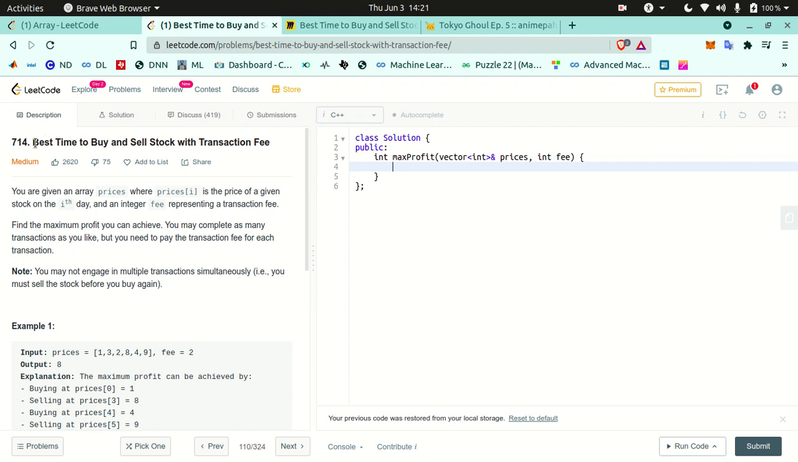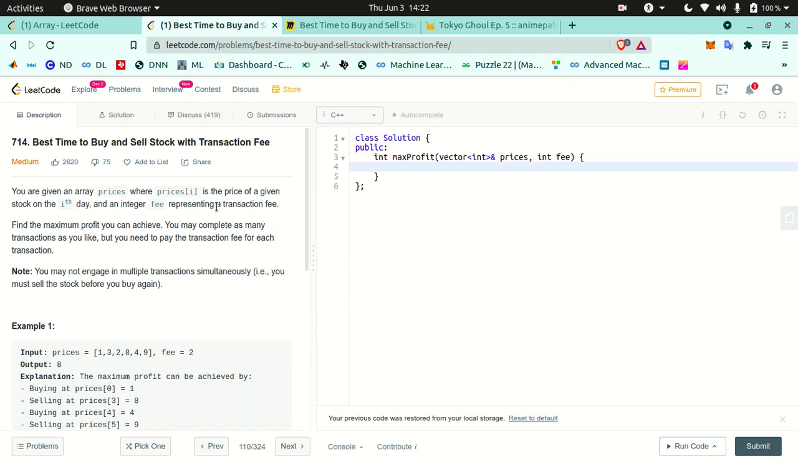So this problem title is best time to buy and sell stock, but with a transaction fee. The problem statement is: you are given an array prices, where prices[i] is the price of a given stock on the ith day, and an integer fee representing a transaction fee. So the fee and the list of prices are given. Whenever you do a transaction, you have to give a transaction fee.